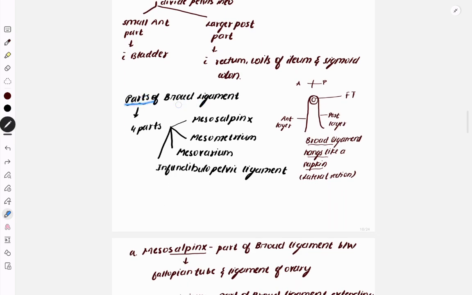There are four different parts of broad ligament. The first part is the mesosalpinx related to the fallopian tube. The second one is the mesometrium related to the body of the uterus. Third one is meso-ovarium, and fourth part of the broad ligament is infundibulopelvic ligament.